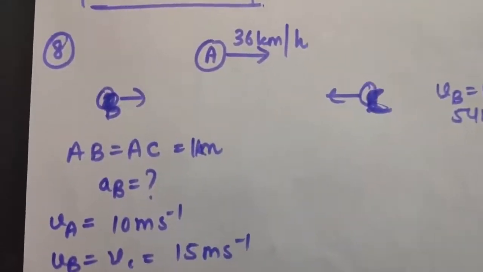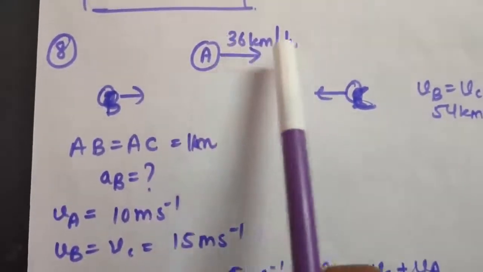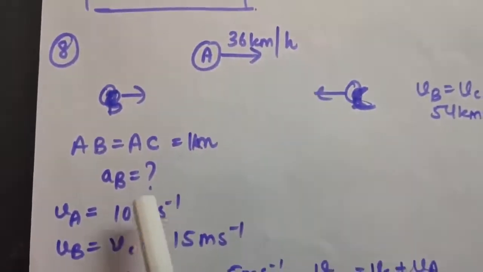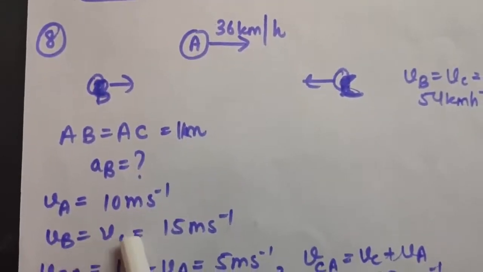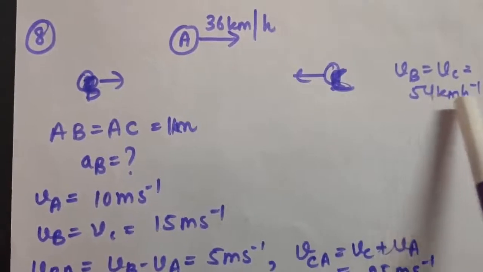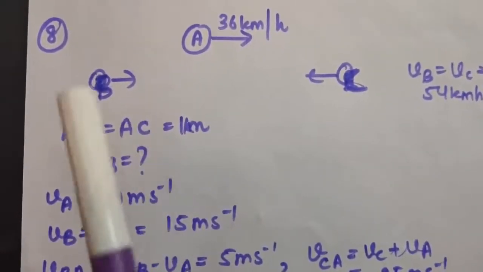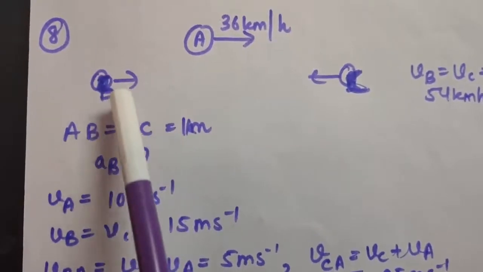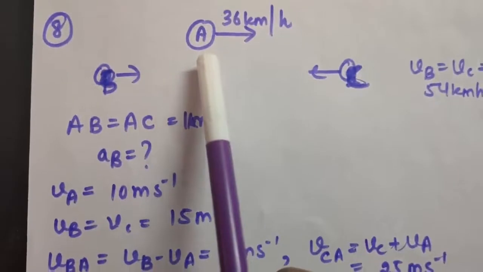So to do this, first of all, velocity of A is given to be 36 km per hour. When you multiply it by 5 by 18, you will get 10 meter per second. Similarly, velocity of B and C are given to be 54 km per hour, which is nothing but 15 meter per second. So now, first of all, we will calculate the relative velocity of B with respect to A and the relative velocity of C with respect to A.